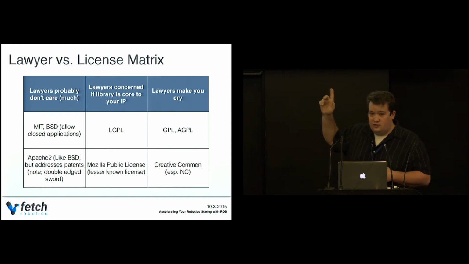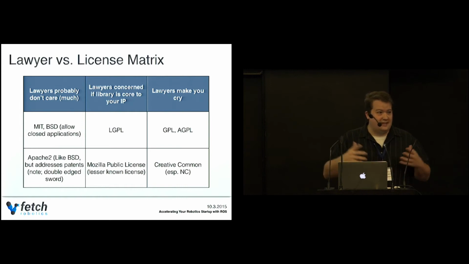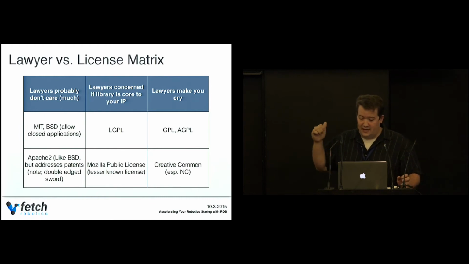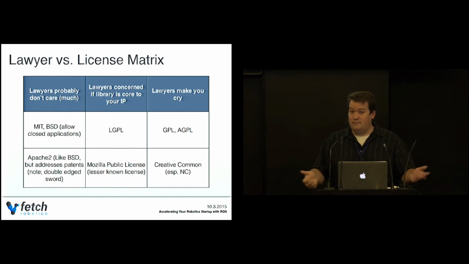If you have GPL or AGPL and you're extending it at all, they're going to be really, really concerned about that. And again, Creative Commons, especially the ones that have NC in it for non-commercial. So for instance, Gmapping is actually under a non-commercial license, and it's sort of the poster child, I think, for misused software licenses. So that sort of wraps up my discussion on those items.